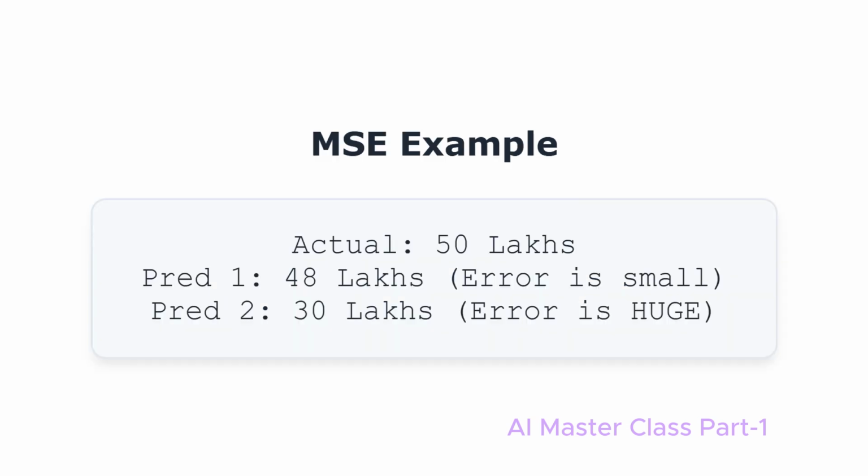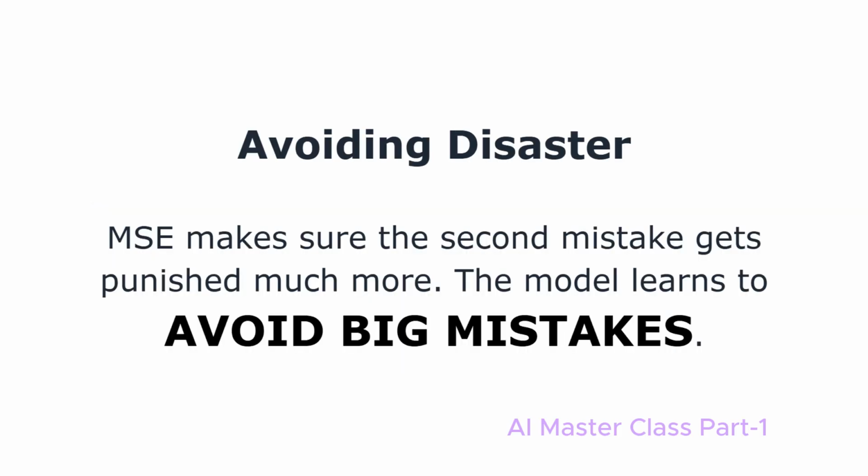Let us take a small example. Actual price is 50 lakhs. Prediction 1 is 48 lakhs. Prediction 2 is 30 lakhs. In the first case, the error is small. In the second case, the error is very large. MSE makes sure that the second mistake gets punished much more than the first one. So the model learns to avoid big mistakes.